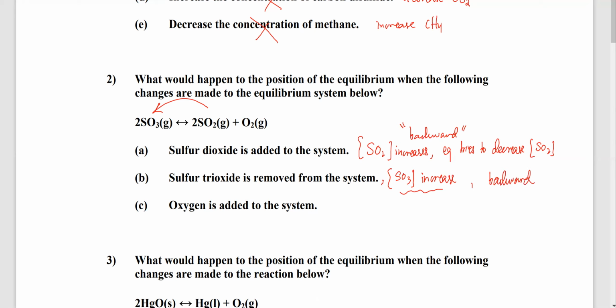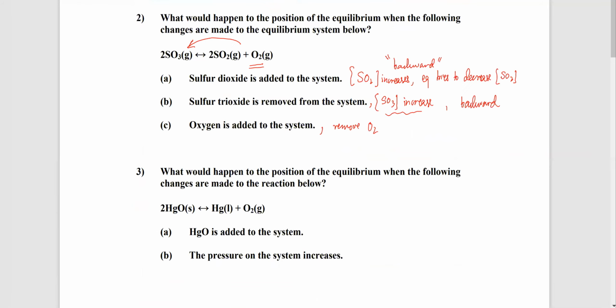The next one is oxygen is added to the system. So if you add oxygen to the system, it's going to try and remove oxygen from the system, or decrease O2. How can O2 be decreased? Only if the backward reaction is favored. Only then can O2 be removed. Okay, so I think all three were actually backward in this case. Okay, is this clear?